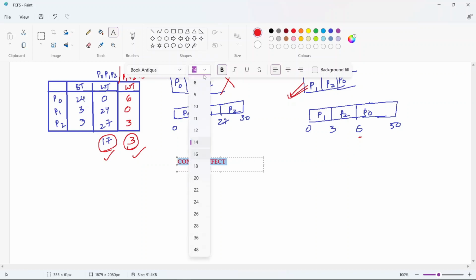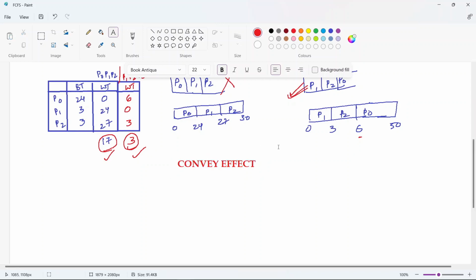So to solve this problem, they have come up with different types of algorithms, like SJF, priority, round robin. All these algorithms we are going to understand. Those algorithms are not suffering from this Convoy effect. Only FCFS suffers from the Convoy effect, and only when the arrival time is not given. Okay, so to solve this problem, we will be understanding the different algorithms from our next lecture onwards.